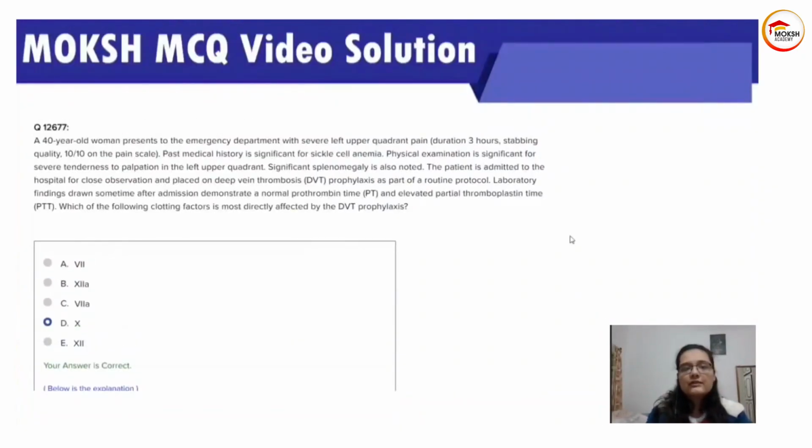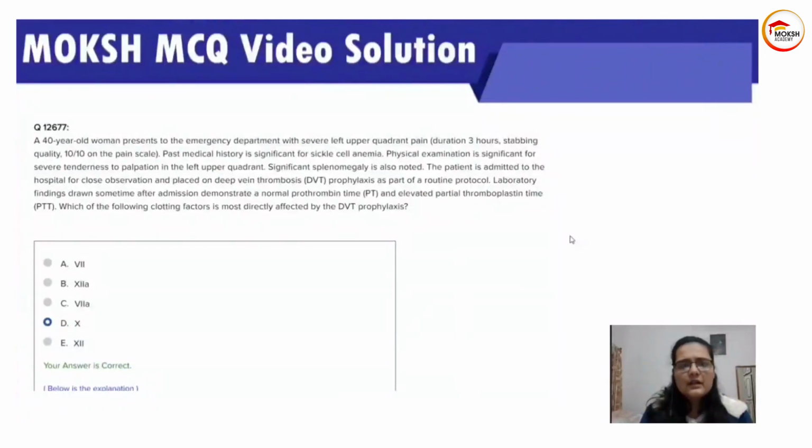Which of the following clotting factors is most directly affected by DVT prophylaxis? We know we are talking about anticoagulants. All right. Now, 40-year-old woman, severe left upper quadrant pain. There's a history of sickle cell anemia. She has severe tenderness to the left upper quadrant. Splenomegaly is noted. And when you admit her, she's placed on DVT prophylaxis.